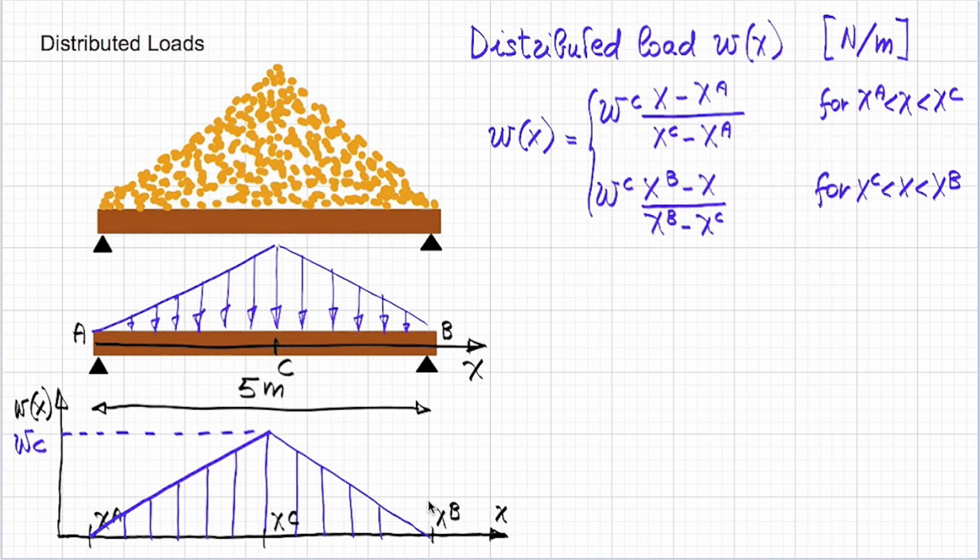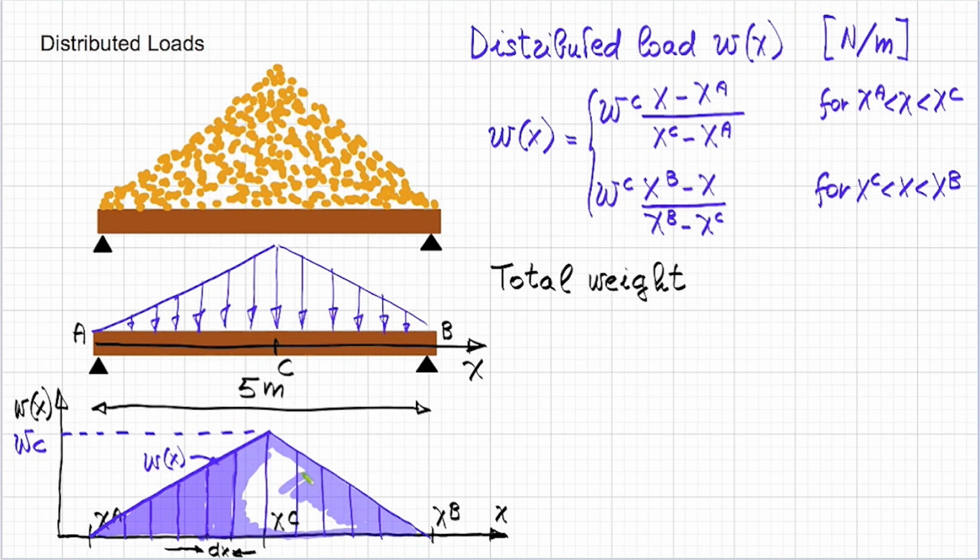Now, if I want to calculate the total weight that the sand exerts on the plank, all I want to do now is do the same integral of w of x between xa and xb. Why is that? Well, if I take any little elemental segment of the plank dx, you can see that the weight of the sand over the little element dx is again w of x, that is at that x, times dx. So if I want to sum all these contributions between xa and xb, I'm back to having the definite integral of w of x between xa and xb.